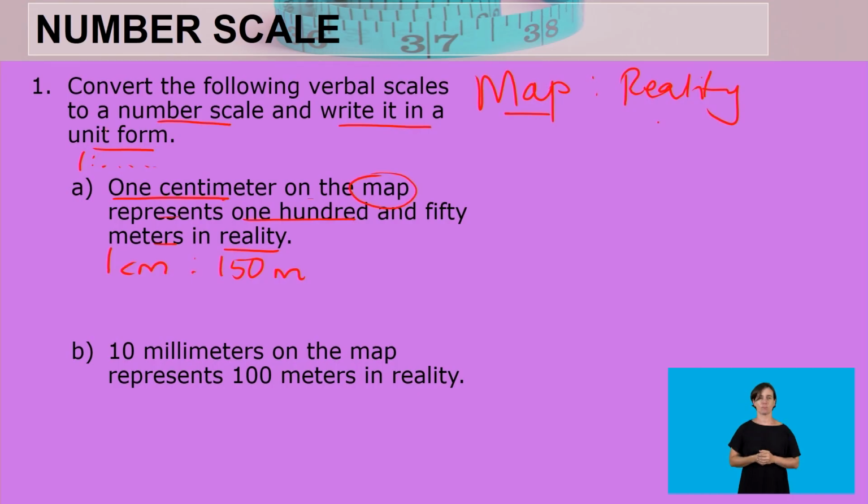Now the question further says that we must write it in unit form. So when we write it in unit form, then it means we must have 1 on our left hand side and 2 whatever it is on our right hand side. So having 1 on our left hand side, it means we must divide both sides by what is on our left hand side. But unfortunately we can't because the units are not the same. We must start by converting. How do we convert? We use the KK method.